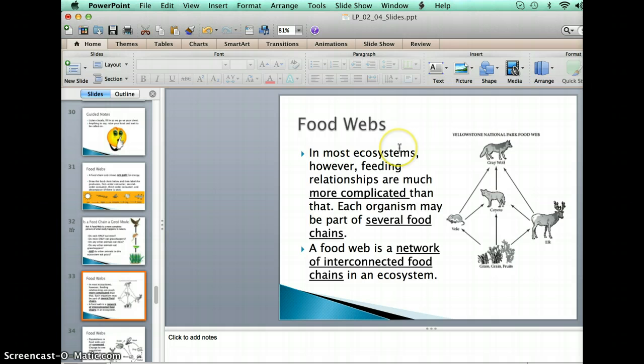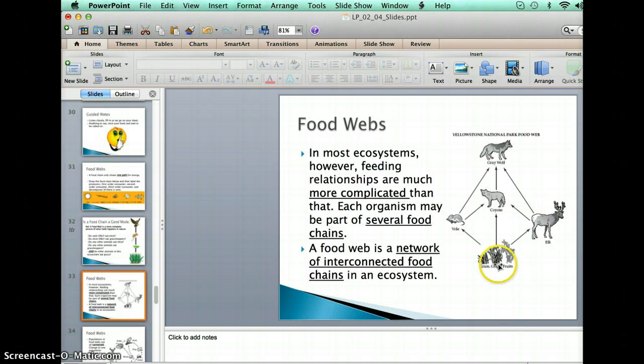Okay, so in most ecosystems, feeding relationships are much more complicated than a food chain. Each organism may be part of several food chains. So to show that, we use a food web. A food web is a network of interconnected food chains in an ecosystem. So you can look at this food web here. This one's actually pretty simple. If you look at it, it's kind of a combination of 3 or 4 food chains.